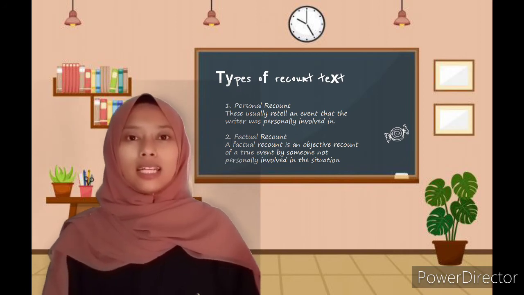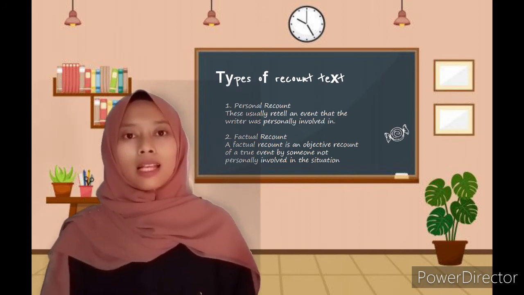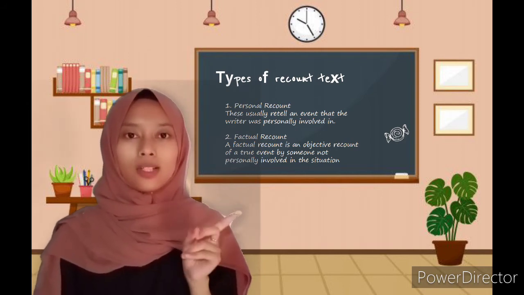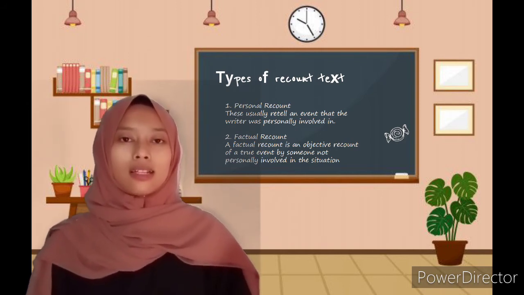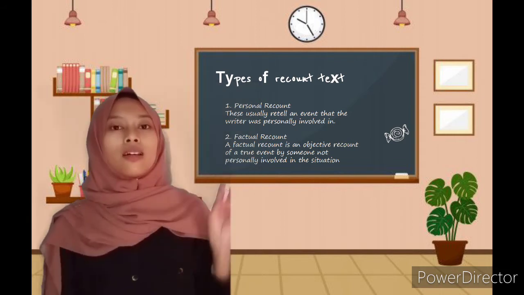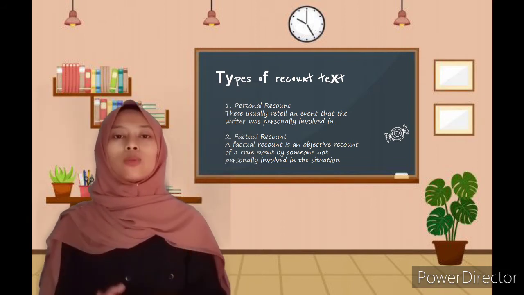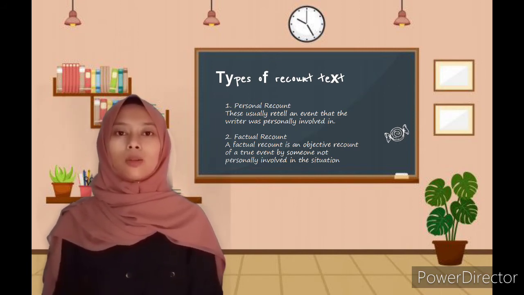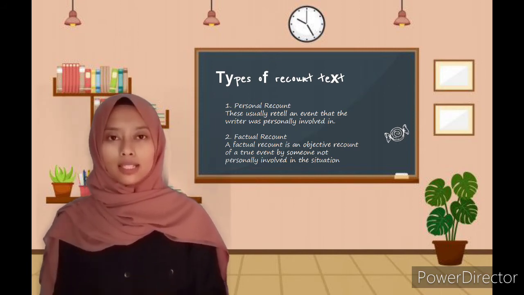Okay, the next point is the types of recount text. There are five types of recount text. The first one is personal recount. Personal recount tells us about the writer's past activities or experiences. Well, the second one is factual recount. Factual recount is an objective recount and the writer is not personally involved in the situation.